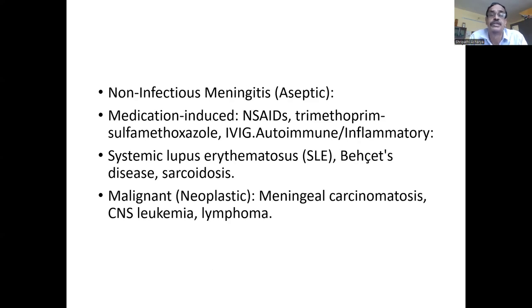Non-infectious meningitis, that is aseptic. Medication induced: NSAIDs, trimethoprim-sulfamethoxazole, IVIG. Autoimmune and inflammatory: systemic lupus erythematosus, Behçet's disease, sarcoidosis. Malignant neoplastic, for example meningeal carcinomatosis, CNS leukemia, and lymphoma.